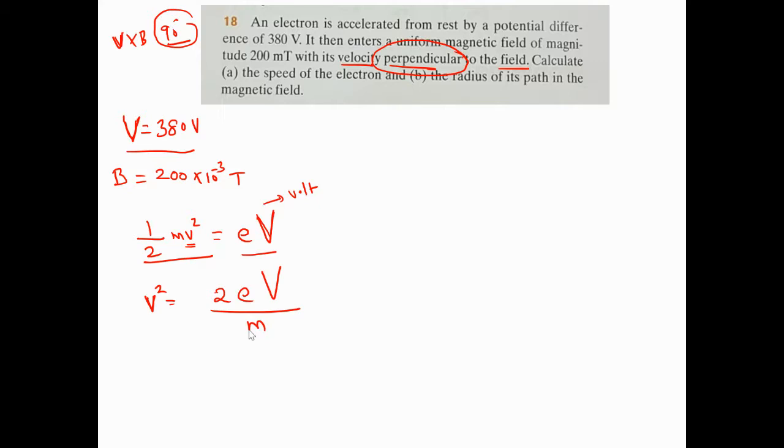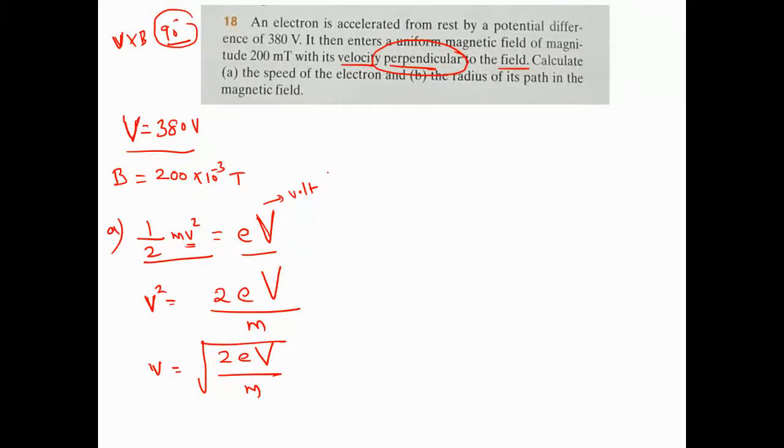We need only the speed, so I am going to take the square root on both sides. The left hand side square root becomes small v, and on the right hand side everything comes under the square root. Now substitute the values, my dear. The mass of the electron is a constant value, e is also a constant value, and the accelerating voltage is already given in the question.